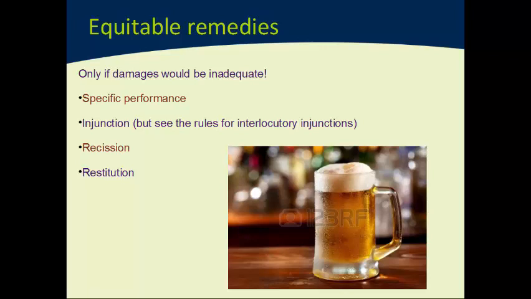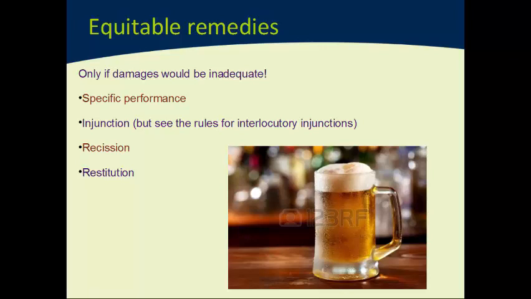Restitution, on the other hand, asks a different question. It says, what gain has the guilty party made? Because equity is uncomfortable with the idea of a wrongdoer making a gain from their wrongdoing. Equity is uncomfortable with what we call unjust enrichment. And so restitution says, instead of just looking at compensating the harm to the innocent party, we're also going to look at what gain has been made by the guilty party. And if necessary, we'll take that off them.